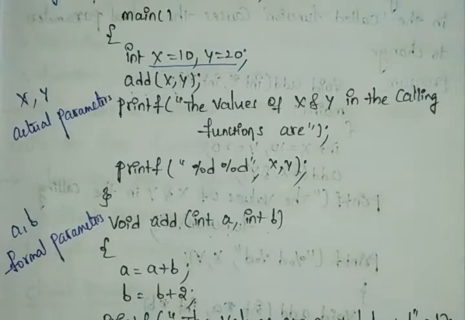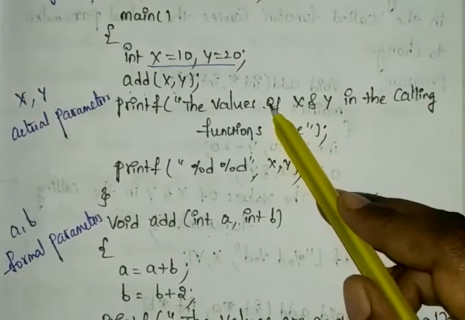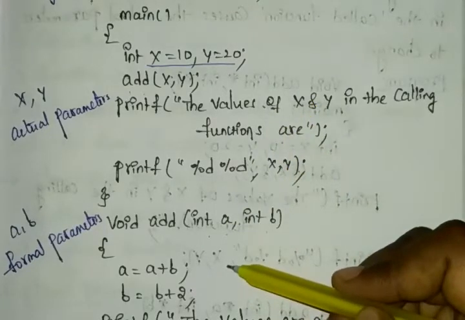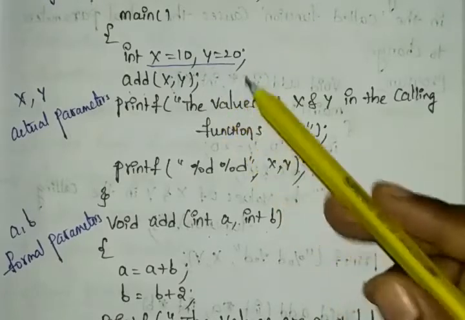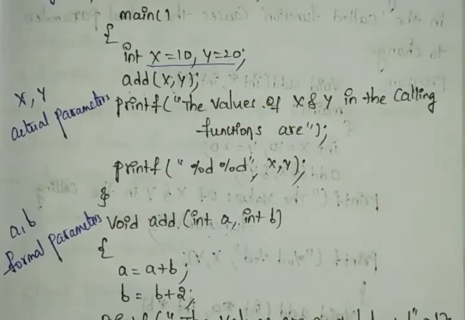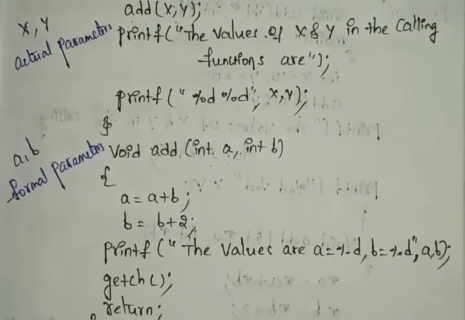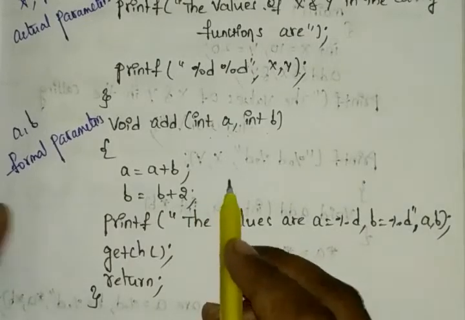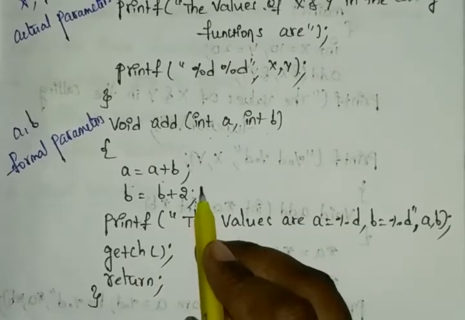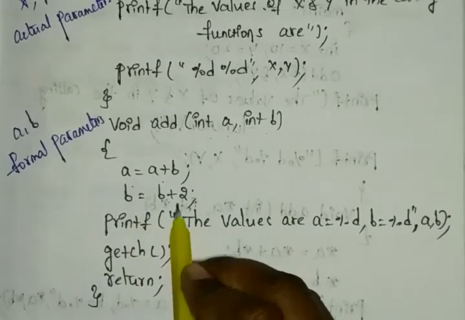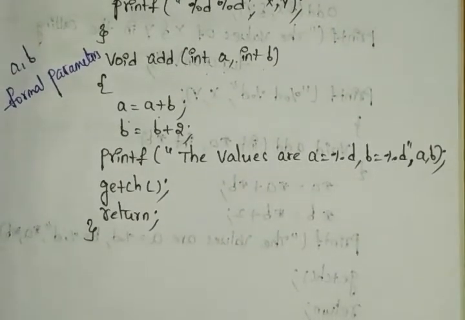In this method, the actual parameters are copied into our formal parameters. The x and y values will be copied into our a and b values, as the calling function is called with these. You can see I am taking a is equal to a plus b, and b is equal to b plus 2. Like that we will get our output, and you can see how we get the output here.